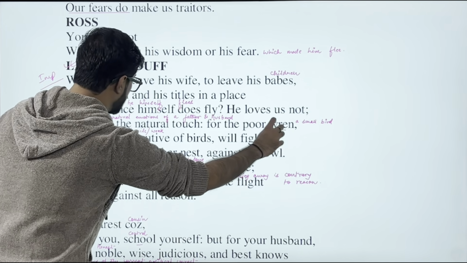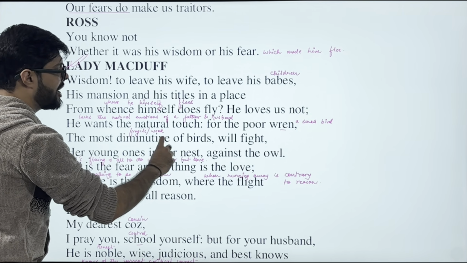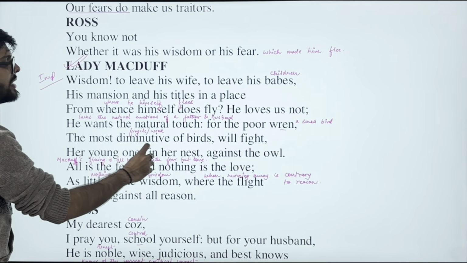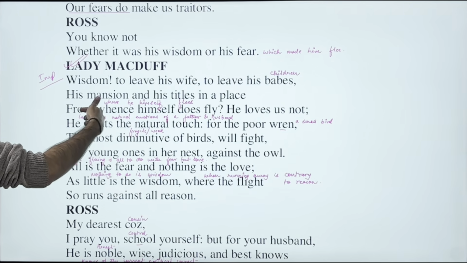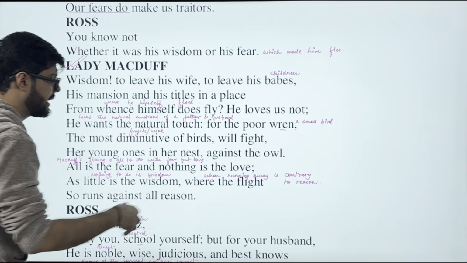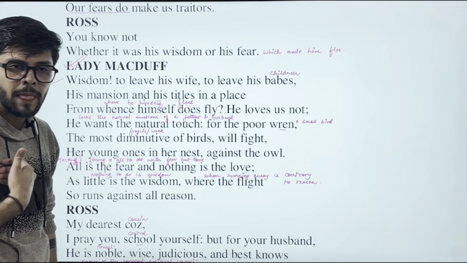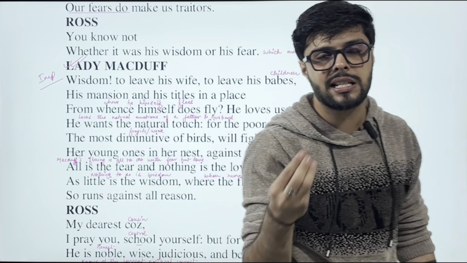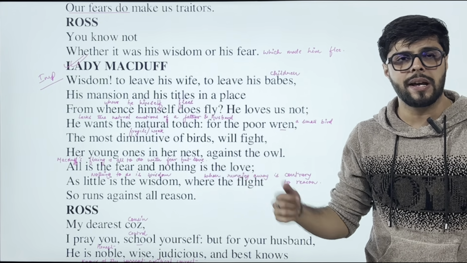So even the poor Wren, the most diminutive, that is fragile of birds, will fight for her young ones in her nest against the owl. So Lady Macduff is comparing Macduff with that of the poor Wren, smallest bird. But look at my husband, even smallest of the bird, when she can take steps to protect her family. What did my husband do?